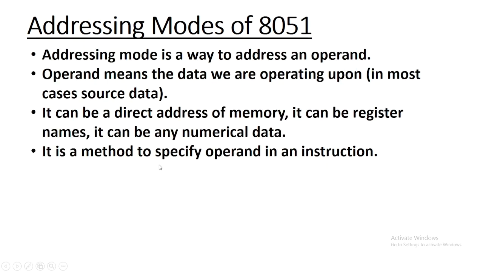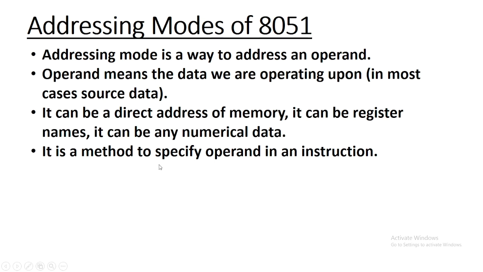Addressing mode is a way to address an operand. It basically tells the way in which operands are specified in the instructions. Operands are nothing but the data. On the data, the opcode performs some operations, and those operands could be a register or any memory location or any numerical data or immediate data. Addressing modes are nothing but how the operands are specified in the instruction. Those operands are basically specifying the location of the data.